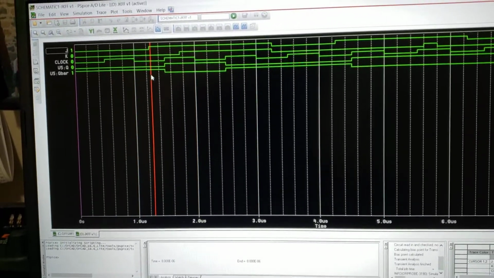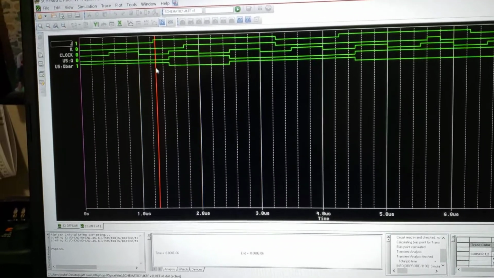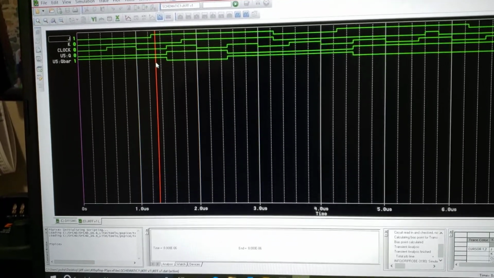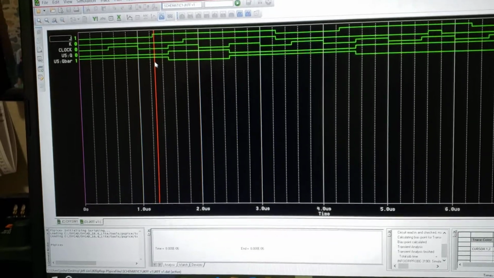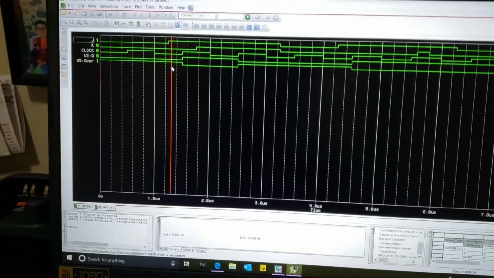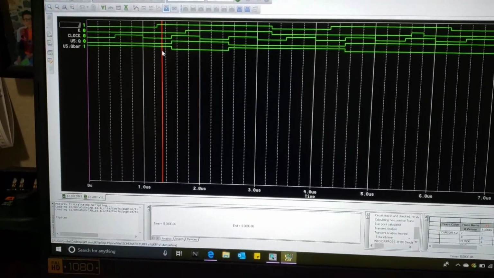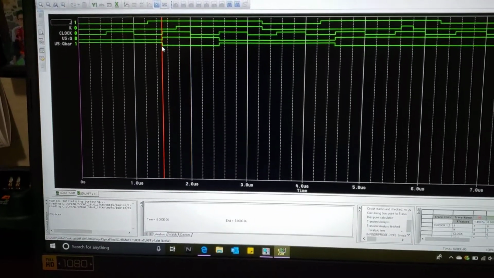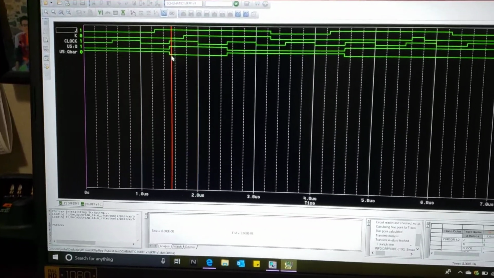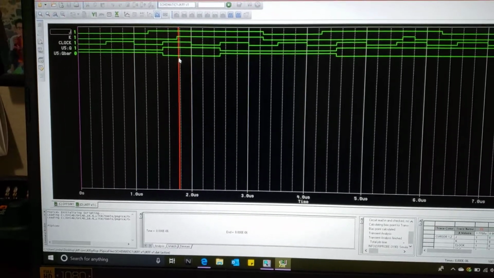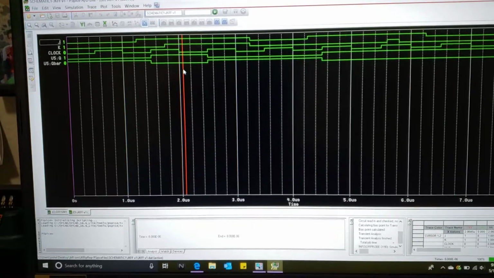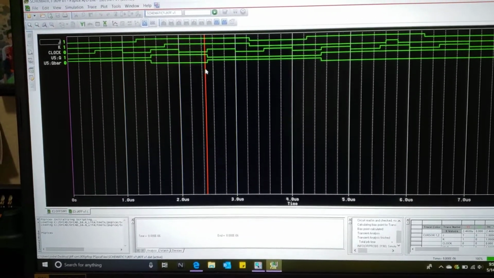We have our J jump to 1, and when J jumps to 1 and K is 0, we know that our next output is going to be 1. Or sorry, our next clock edge output is going to be 1. And so we see that right here. We see our clock edge become 1, and we see our outputs change to 1 and 0. Our K jumps, but that doesn't change anything. And then our clock goes back down to 0, and our outputs remain the same.